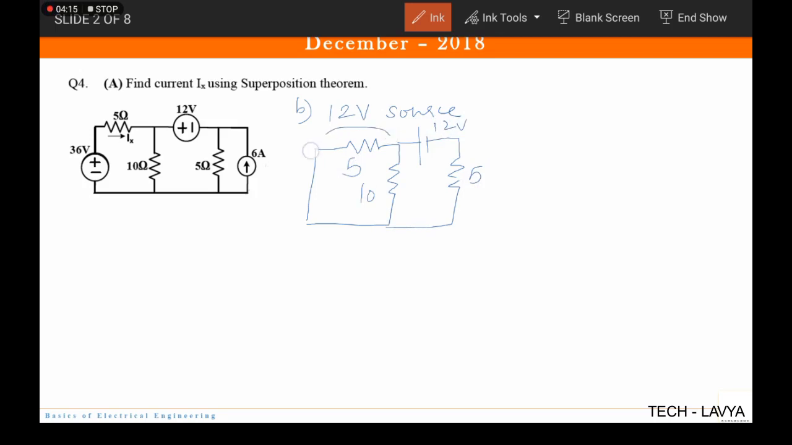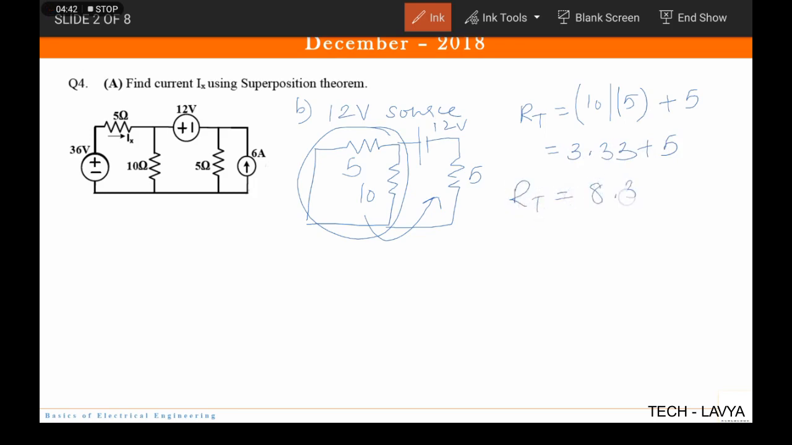Again, this combination is a parallel combination, which will be in series with 5. So what is the total resistance in this case? It is 10 in parallel with 5, in series with 5. We have already calculated that the parallel combination of 10 ohms and 5 ohms comes out to be 3.33 ohms, which is further added with 5 ohms. So my total resistance in this case also becomes 8.33 ohms.